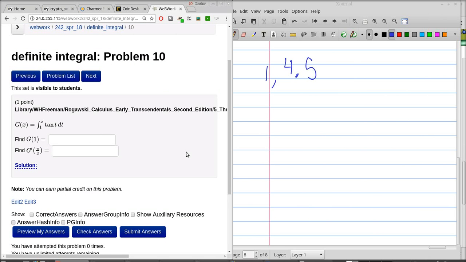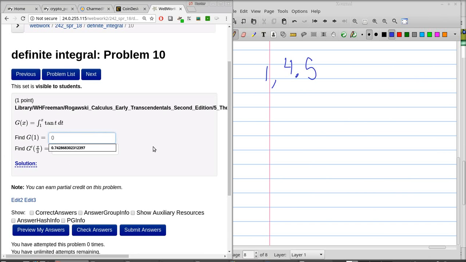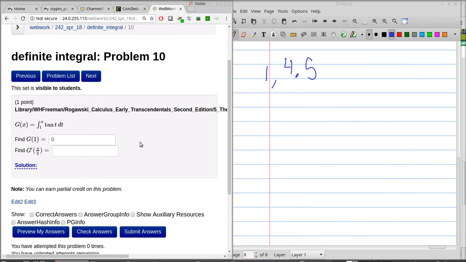Okay, so what happens if you plug in 1 here? You get the integral from 1 to 1, and there's a theorem in the book that says that that is 0. What a weird suggestion. Or it might be that crazy number. And now what is this? This is tan of pi over 3. Good lord. I don't know what tan of pi over 3 is.